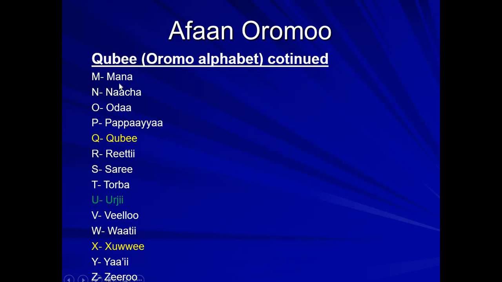Otherwise, the others are just normal sounds, a little bit different from how we call them. Like this is M in English, but we call it ma, na, o, pa, ka, ra, sa, ta, u, va, wa, ta, ya, za. So the letters in white here are not that different in their use in Oromo from their use in English, for example.